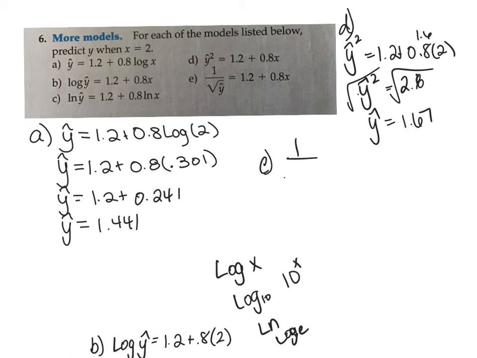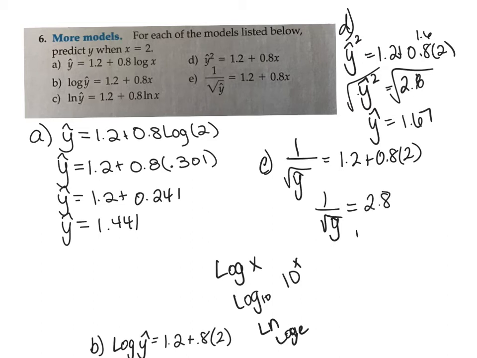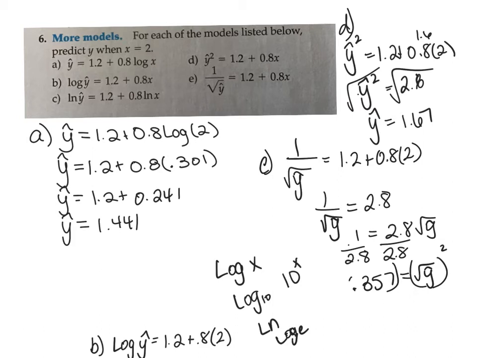And then E, that's D. E is 1 over the square root of y hat, which is 1.2 plus 0.8 times 2. Again, that's 2.8. So we're going to multiply by the square root of y hat. So 1 equals 2.8 times the square root of y hat. And then we're going to divide by 2.8. So 1 divided by 2.8 is 0.357 equals the square root of y hat. And to get rid of the square root, we're going to square both sides. And so 0.357 squared is 0.128. So y hat is 0.128.